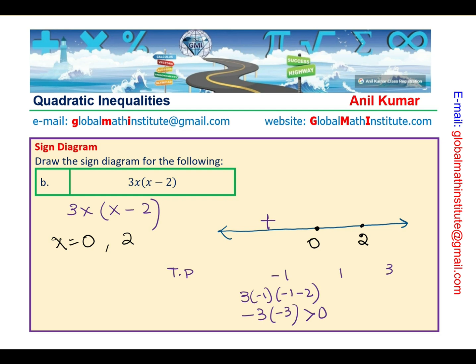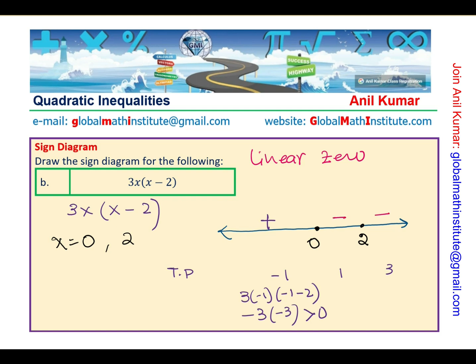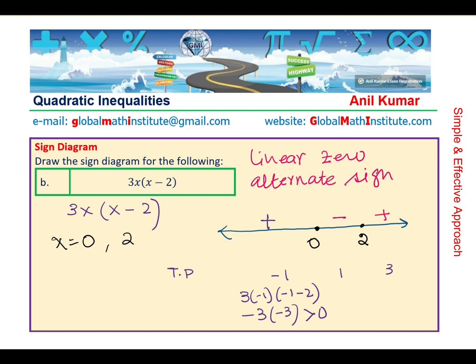Now, you also notice that all are linear zeros, right? So, concept here is that if you have a linear zero, in that case, it is different sign on the opposite sides of the 0. So here it should be negative and then positive. So sometimes you do not even have to test. So linear 0 means alternating sign. You get the whole idea.